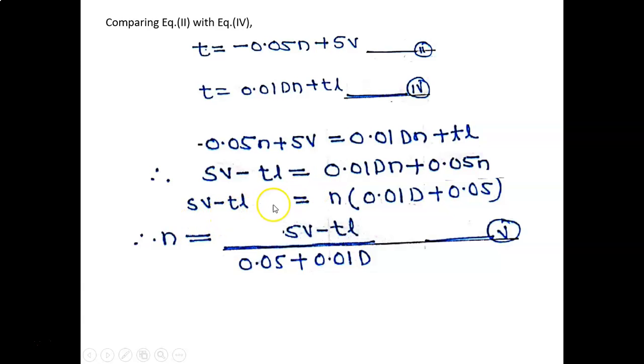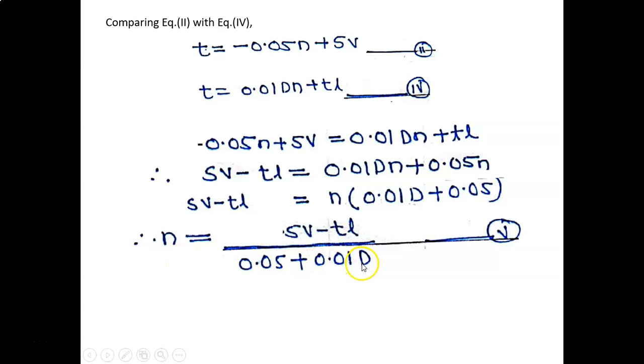Therefore, 5v minus TL is equal to n, we have taken common from this, n into bracket 0.01 d plus 0.05. Therefore, n is equal to 5v minus TL divided by 0.05 plus 0.01 d, equation 5. Now, in equation 5, at 0.05 we want the value to be equal to 1. Therefore, what we have to do? We have to divide numerator and denominator by 0.05.